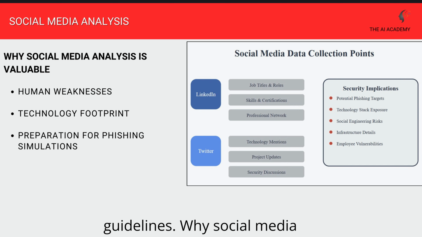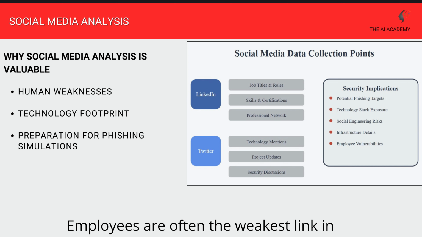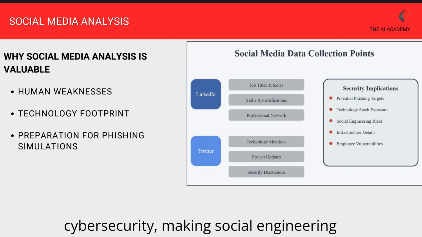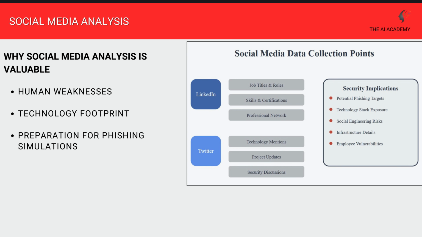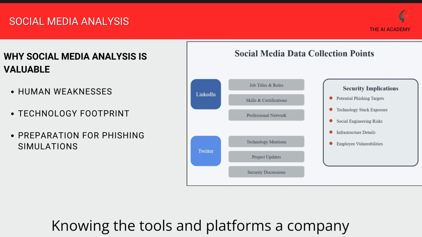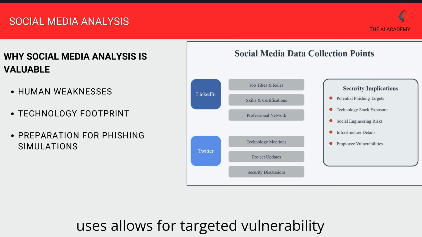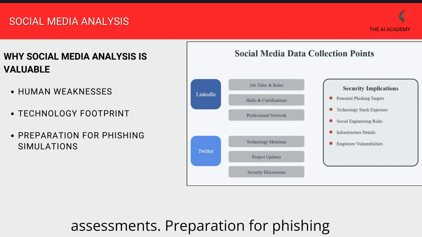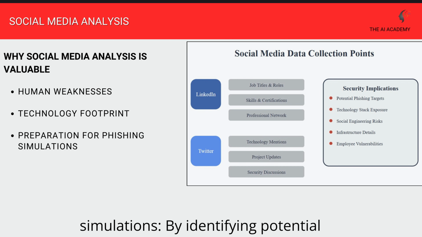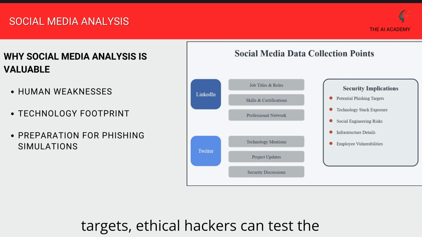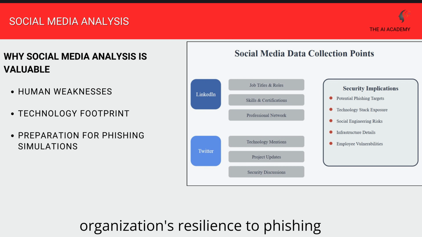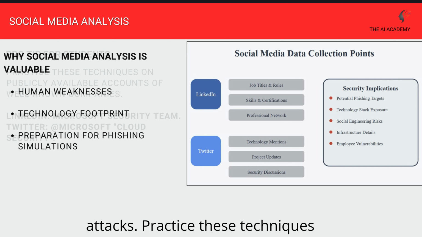Why social media analysis is valuable. Human weaknesses: employees are often the weakest link in cybersecurity, making social engineering a key attack vector. Technology footprint: knowing the tools and platforms a company uses allows for targeted vulnerability assessments. Preparation for phishing simulations: by identifying potential targets, ethical hackers can test the organization's resilience to phishing attacks.